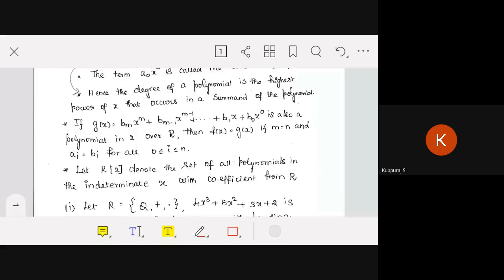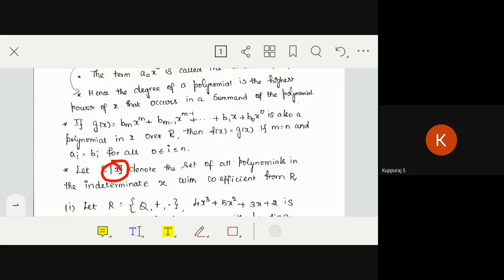Next, how can you denote the polynomial ring? It is R square bracket x. This is called the polynomial ring notation. So R[x] denotes the set of all polynomials in the indeterminate x with coefficients from R. So this is the notation.